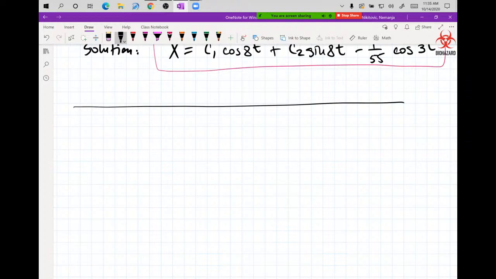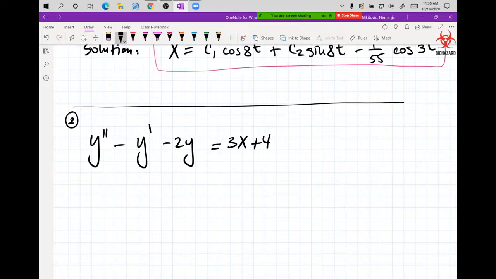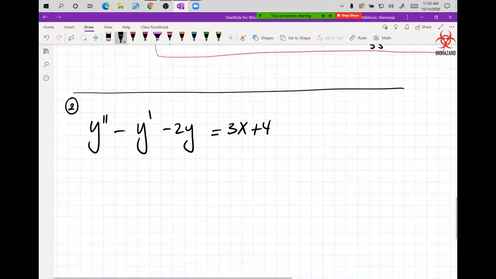So let's now pick, there is an equation with a hyperbolic sine on the homework. Yeah, why not? So let's see, this is problem number 2. y double prime minus y prime minus 2y equals 3x plus 4. Now note that we don't have t now, it's x and y. So x is our independent variable.